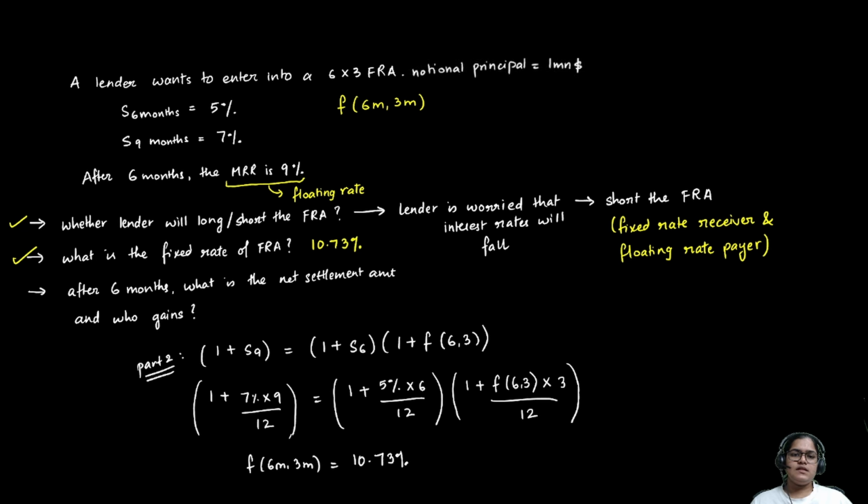Even if the question is not explicitly asking you to calculate the fixed rate of the FRA, you will definitely need it to calculate the net settlement amount. It is not possible to calculate the net settlement amount without knowing the fixed rate and the floating rate. The floating rate you have been given in the question as 9%. The fixed rate we have calculated as 10.73%. So let's calculate the net settlement amount.